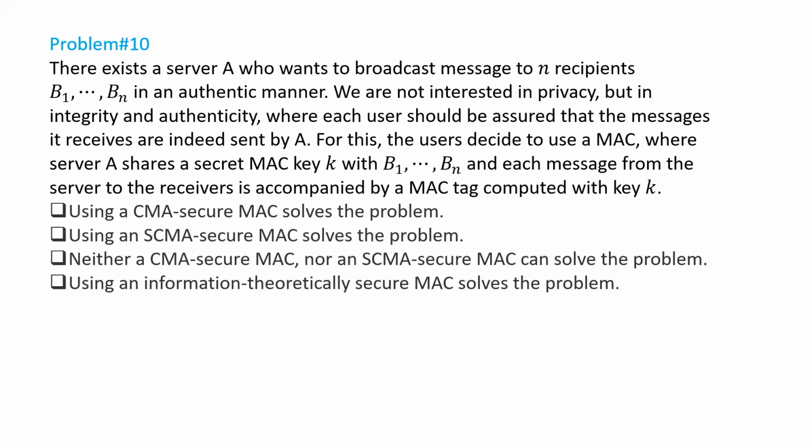If that is the scenario, now A can send some message M encrypted, along with its tag computed with the key K, to, let's say, Bi. Now some other Bj also has access to this key K, so it can come up with a valid message tag pair of some M', T' such that T' is also computed with the same MAC key K.